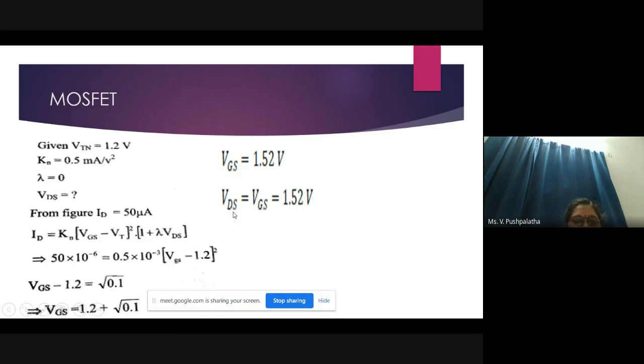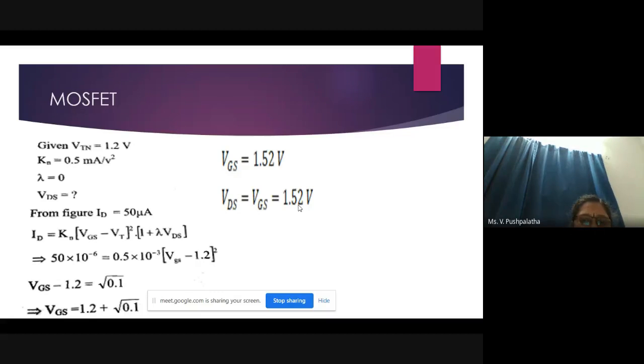So my VDS value is what they are asking to find out. VDS equals VGS, because the transistor is in the saturation region. For the saturation region, your VDS should be greater than or equal to VGS, right? So your VDS equals VGS, which is 1.52 volt. Clear? Right. So now the options are, right?